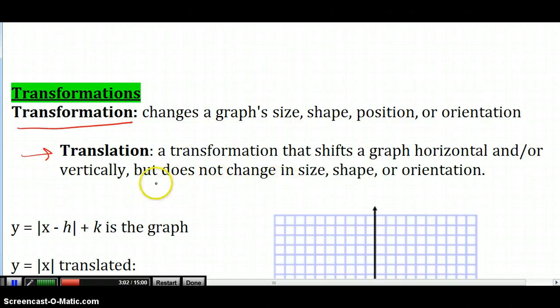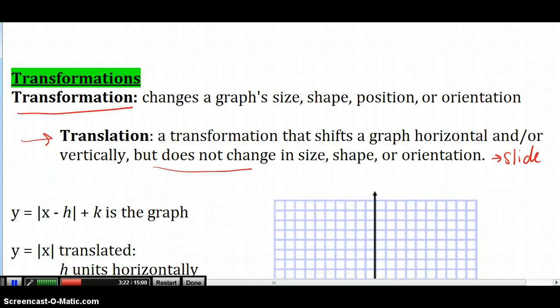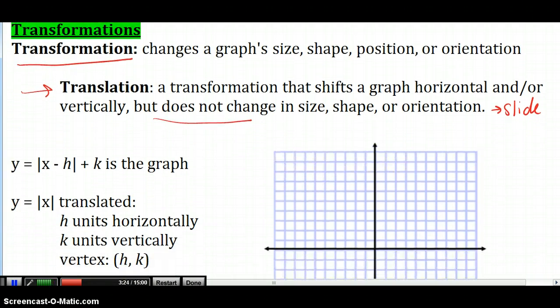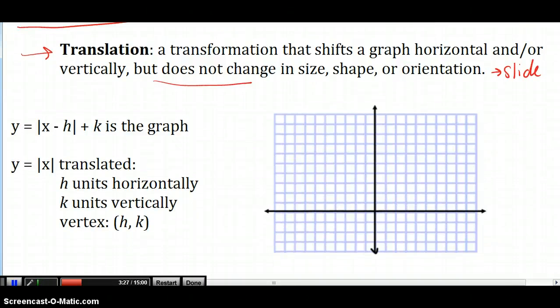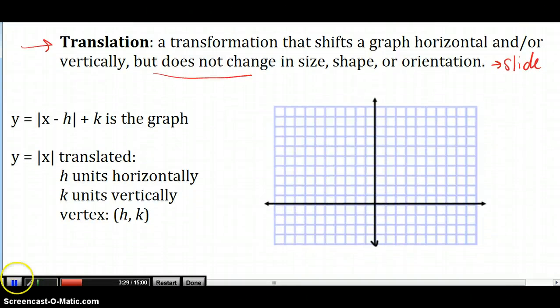It does not change the size, shape, or orientation. All it does is shift it. In other words, it slides. So a translation is sliding the graph vertically or horizontally, so over and up. Translating is sliding. So you're not changing the shape of it, not making it wider or narrower, just shifting it. So this is what a shift is going to look like. We have y equals the absolute value of x.